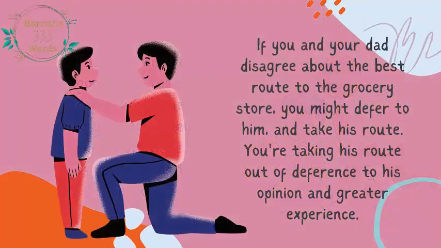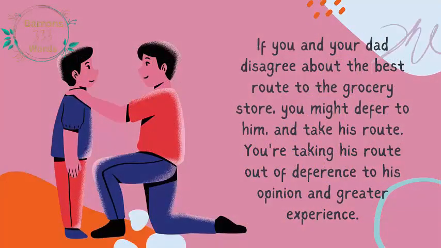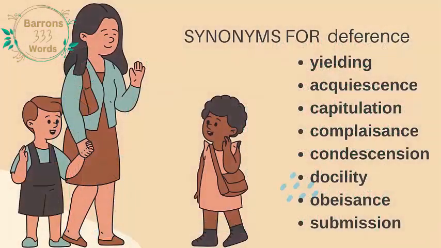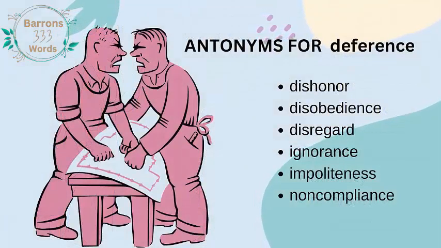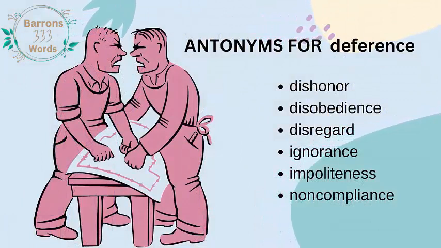If you and your dad disagree about the best route to the grocery store, you might defer to him and take his route. You're taking his route out of deference to his opinion and greater experience. Synonym. Yielding, acquiescence, capitulation, complaisance, condescension, docility, obeisance, submission. Antonym. Dishonor, disobedience, disregard, ignorance, impoliteness, non-compliance.